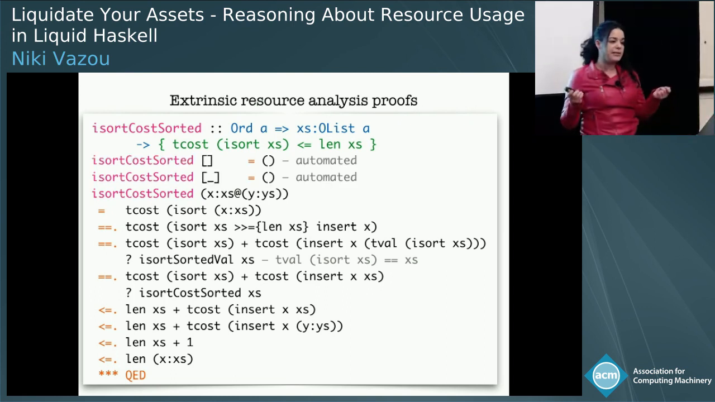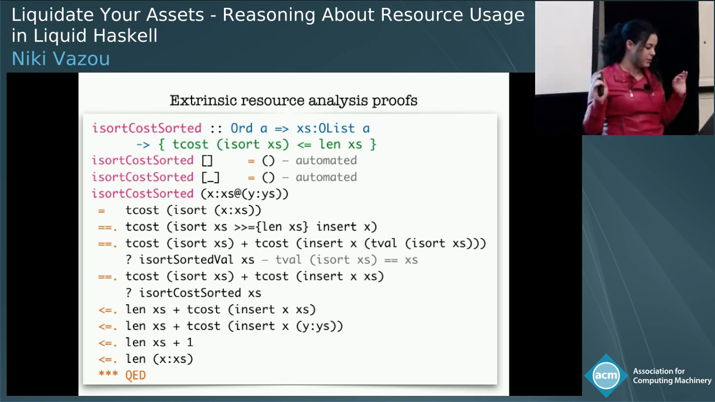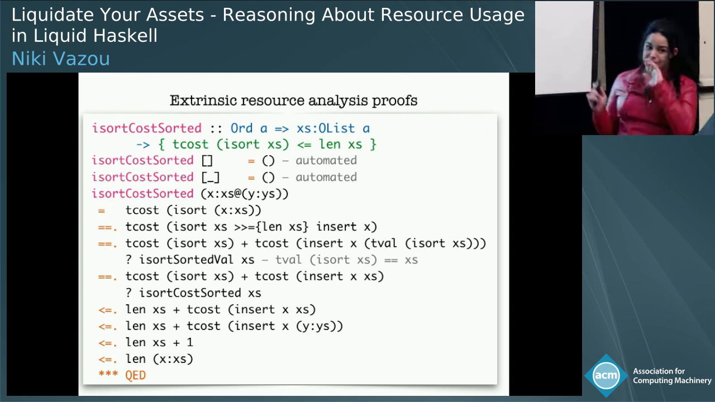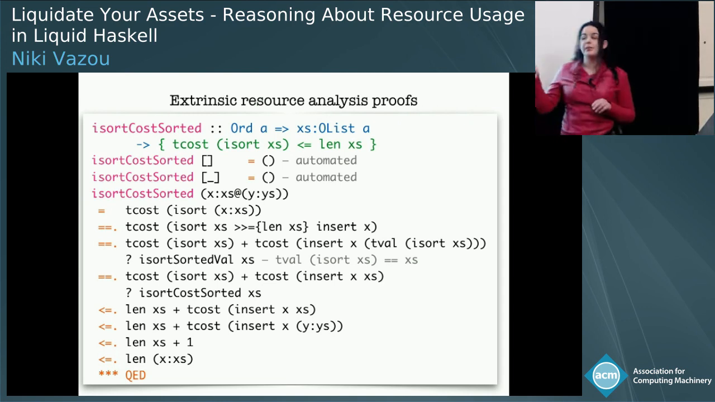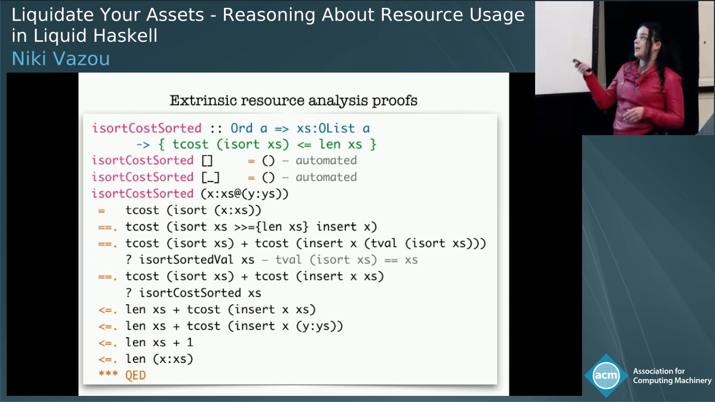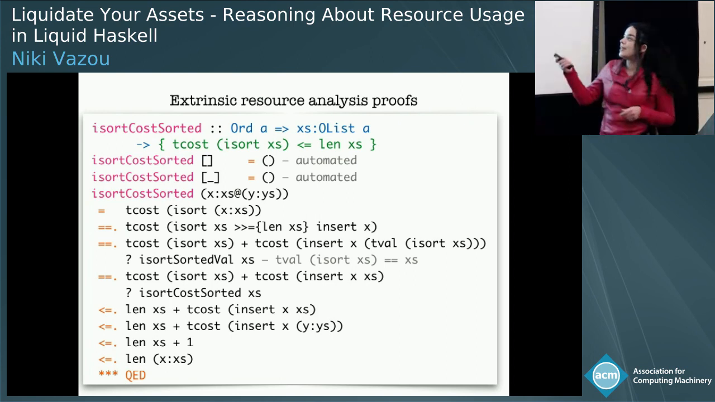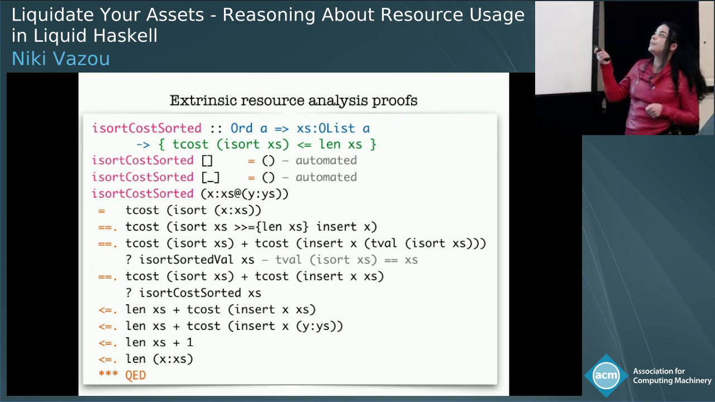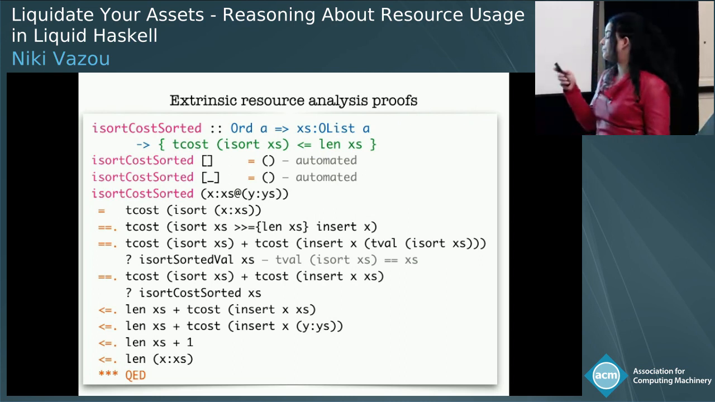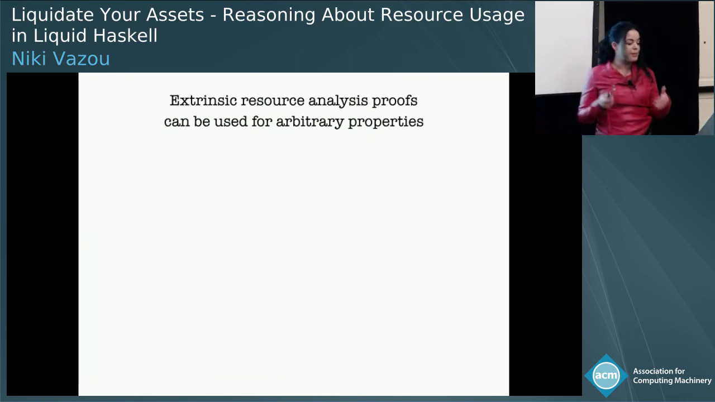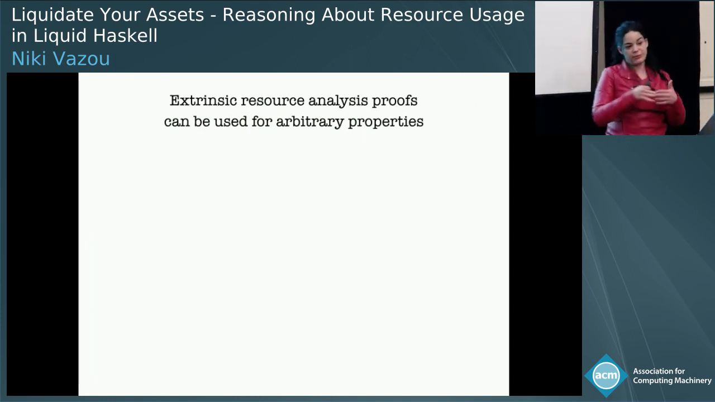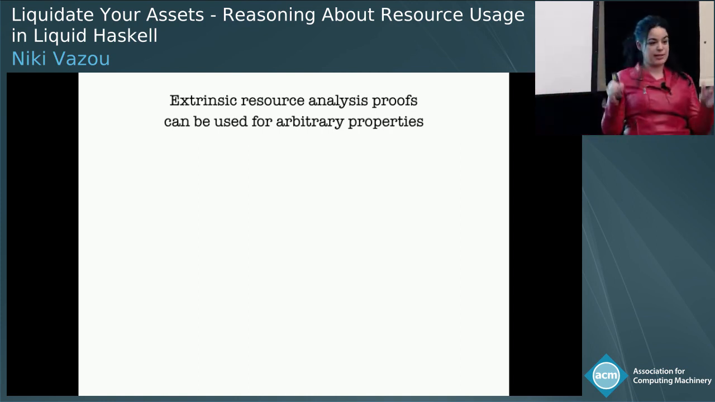And then I have 2 base cases that Liquid Haskell will just automatically prove for me because it's just rewriting. So this is the structure of extrinsic proofs. I am defining a property, and I am proving it using Haskell. And this is cool because this theorem holds only for sorted lists. So I could not just take this and put it inside the specification of isort that is defined for all lists. Okay. The other cool thing about extrinsic proofs is that you can prove and specify arbitrary properties.